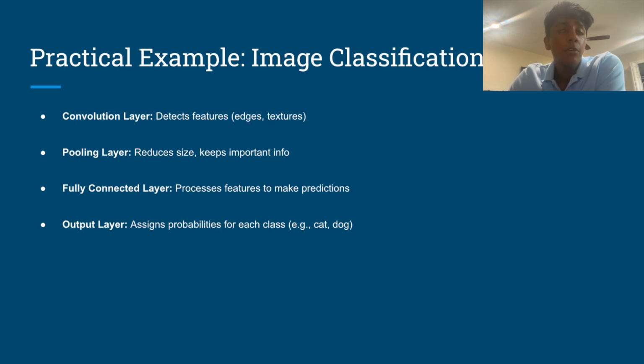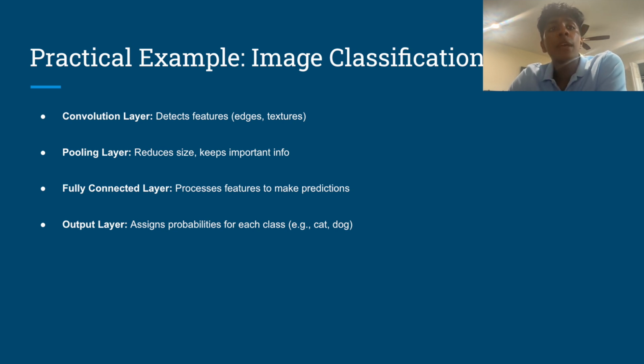So here's an example of how image classification works using a convolutional neural network. The first layer, the convolutional layer, applies a set of filters or kernels to the input image. These filters are responsible for detecting specific features such as edges, corners, and textures. After the convolutional layer, the pooling layer reduces the spatial dimensions of the feature maps while retaining the most critical information. This makes the network more efficient and helps prevent overfitting.